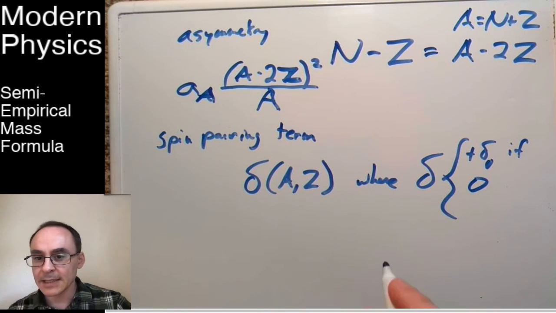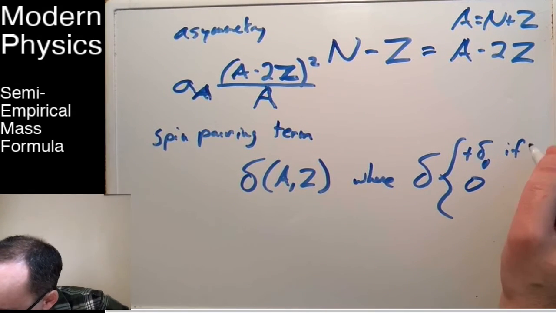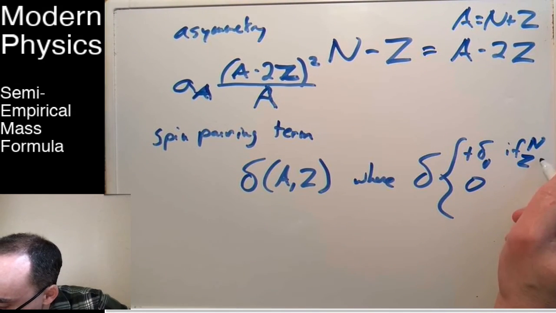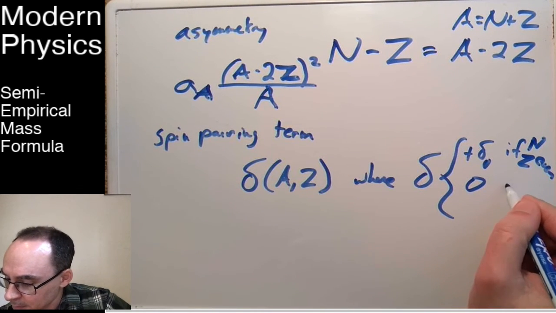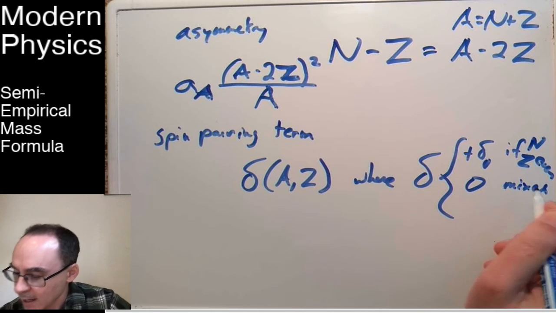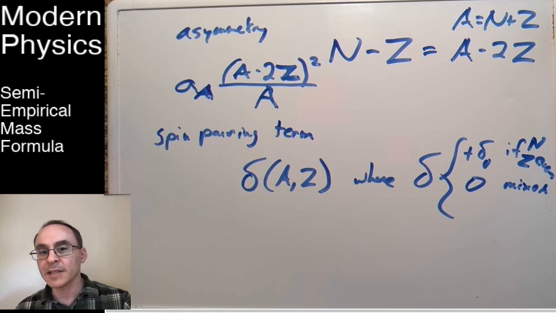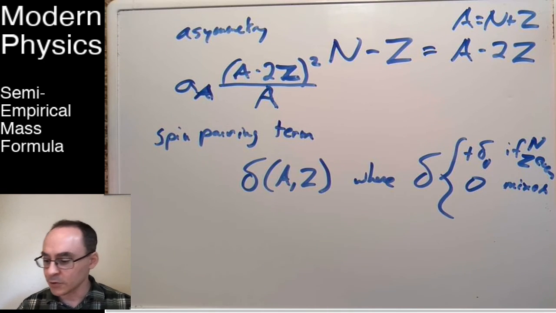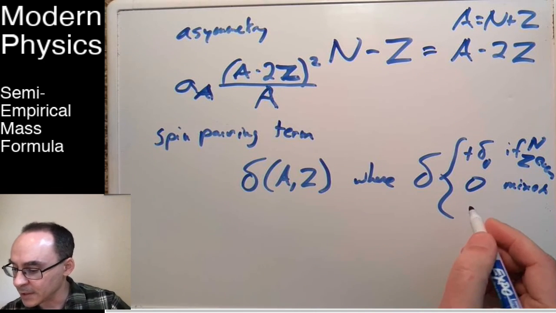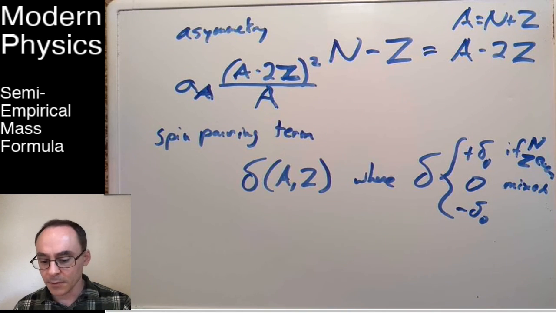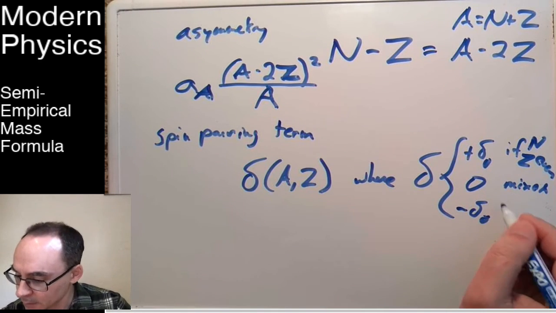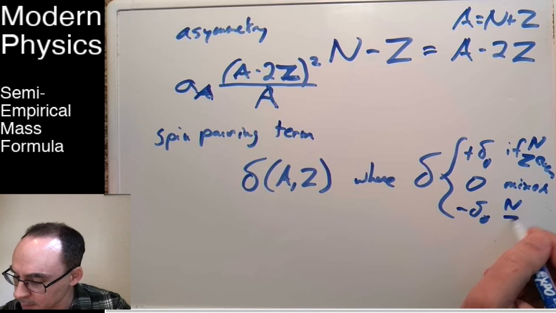If you've got a mix, so let me actually write that down. If Z and N are even, I kind of ran out of space there. It's 0 if one of those is an odd number and one is an even number. So if the protons are all paired up but the neutrons have an odd neutron left over, then you get a 0. And it's negative if both the protons and the neutrons have a leftover that is unpaired. So N and Z both odd.